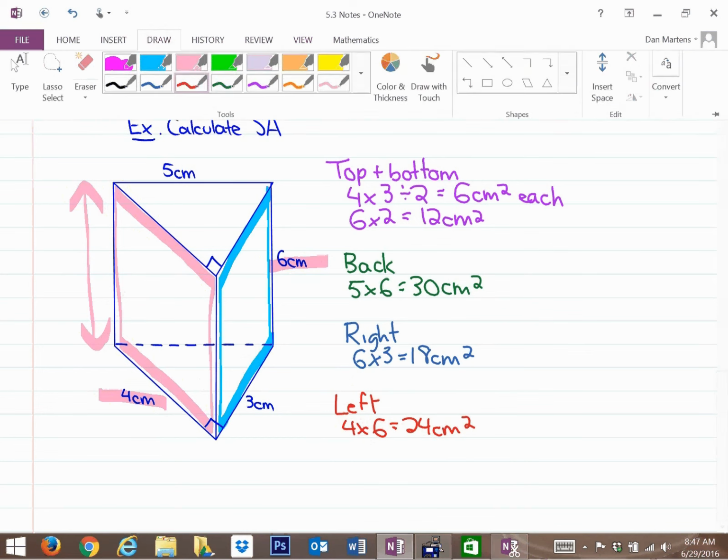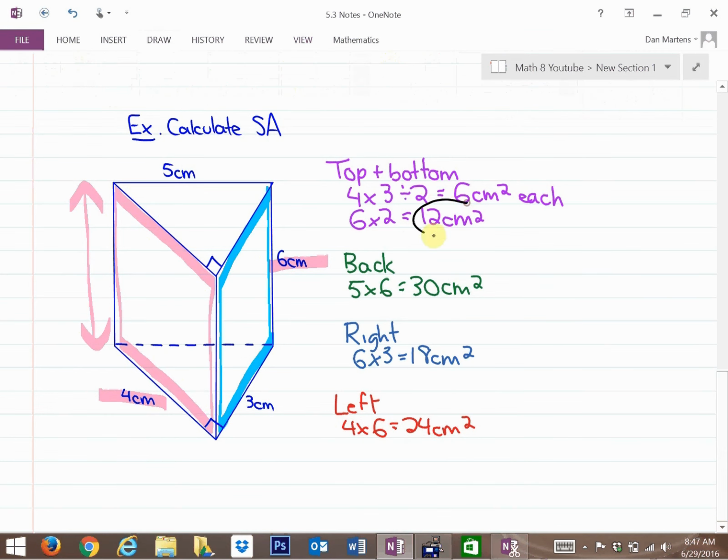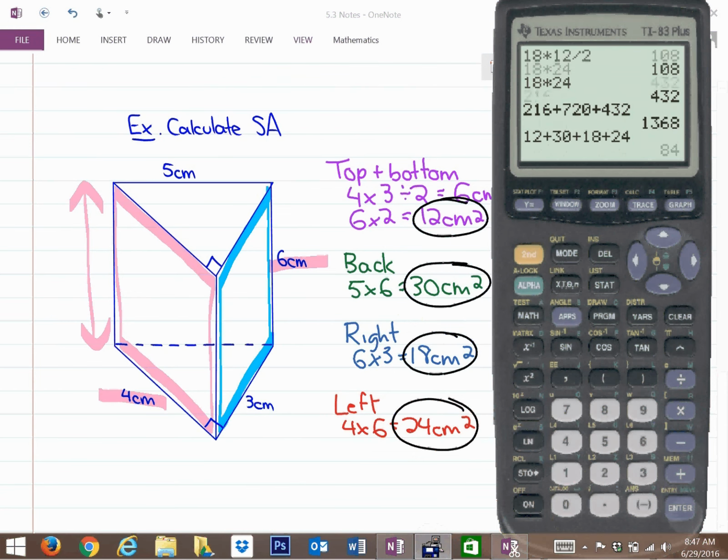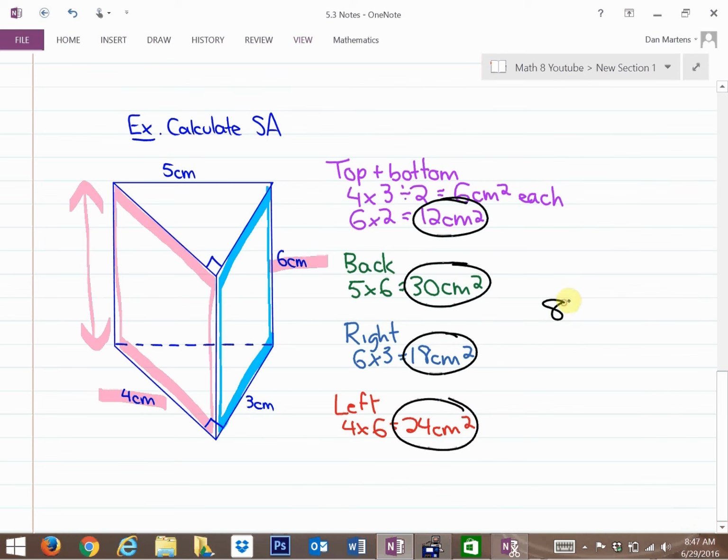So at this point, we've calculated once again the 2 triangles and the 3 rectangles. And if we add all of those up, we get a total surface area of 84 centimeters squared.